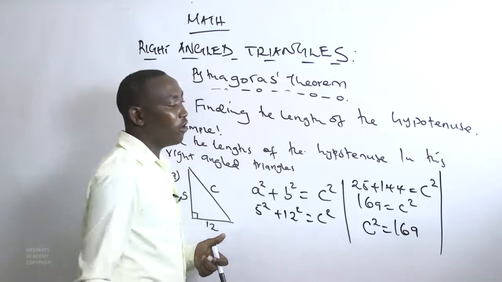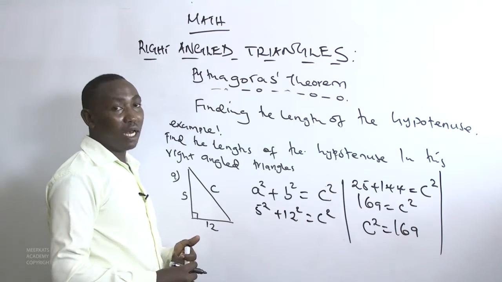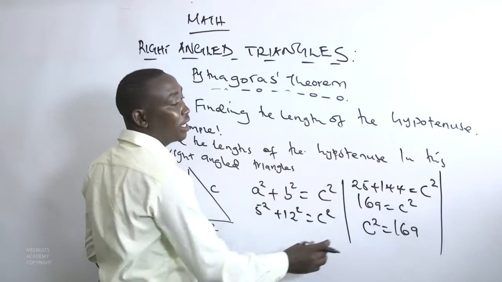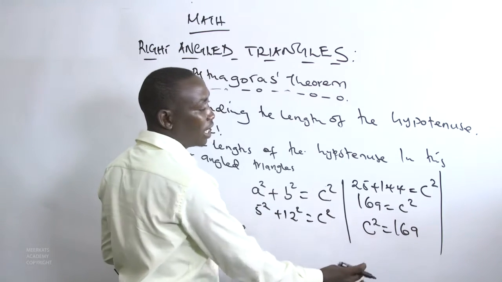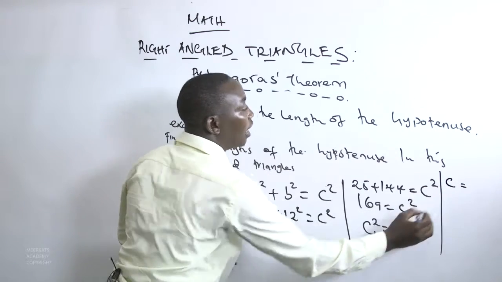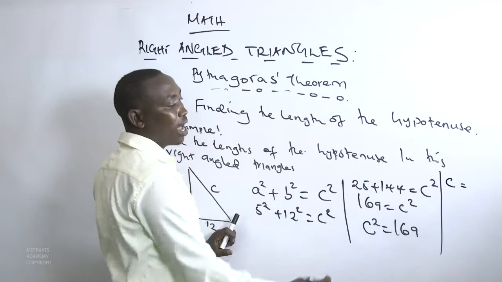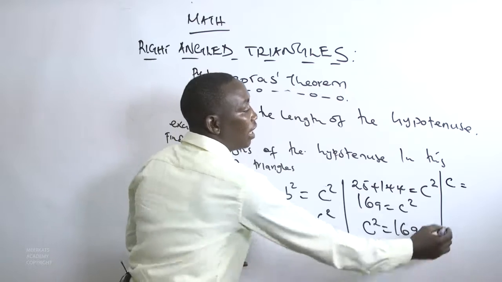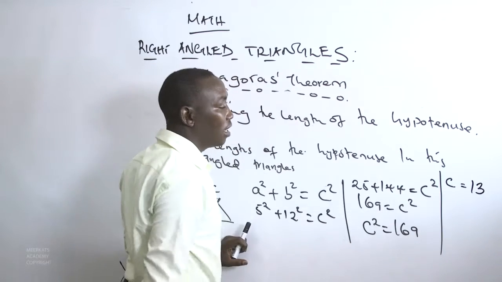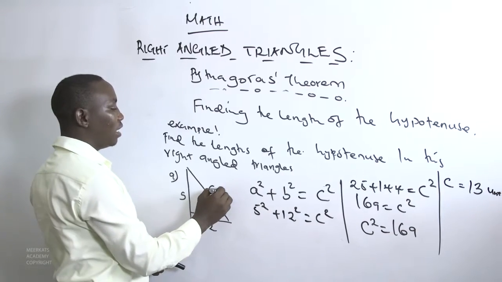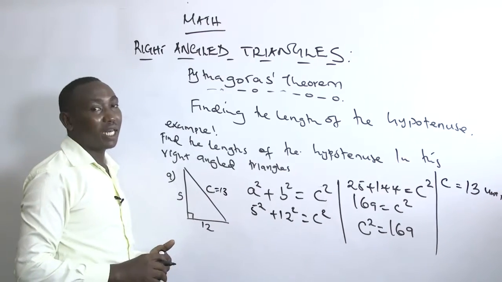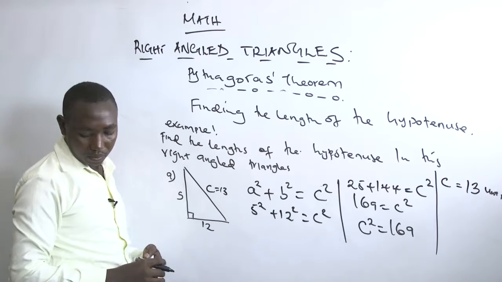And therefore, for us to get the value of c, we need to get the square root of both sides. So we get the square root of the left hand side, it will leave us with c is equals to the square root of the right hand side, it will give us 13 units. Therefore, we can say that c is equals to 13 units.